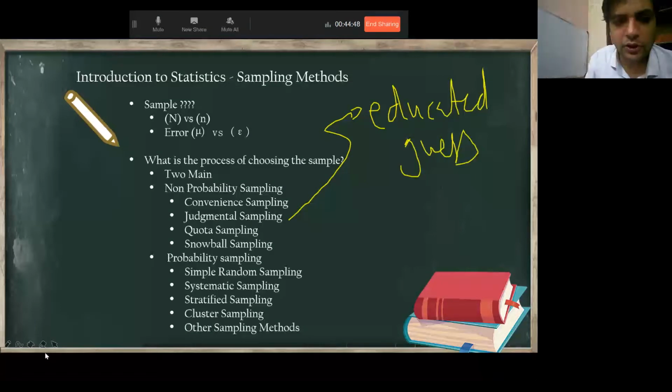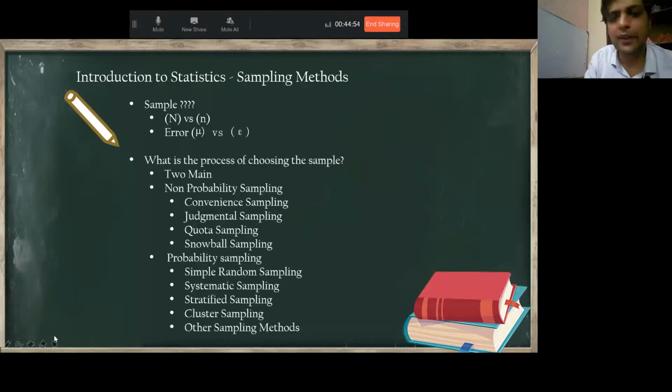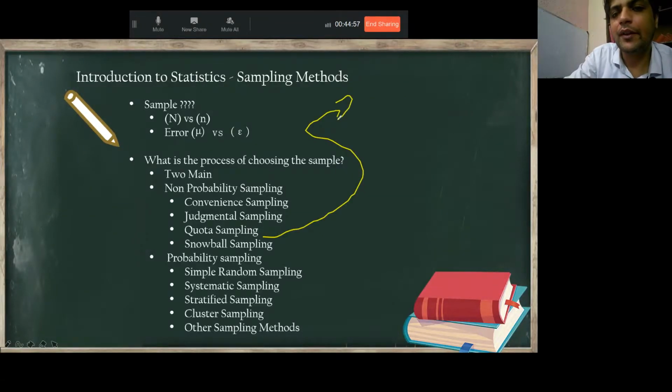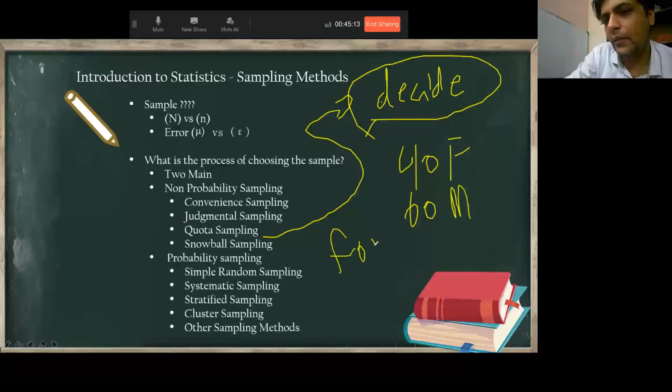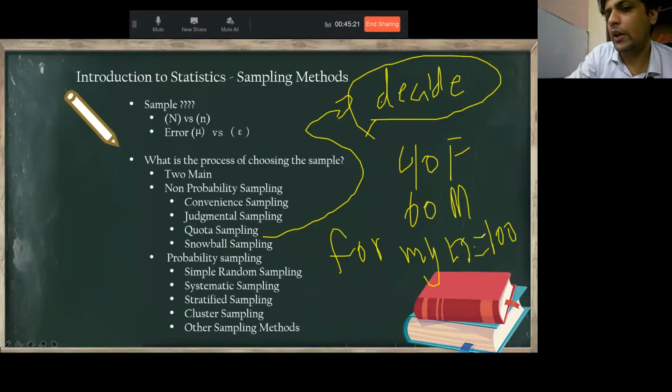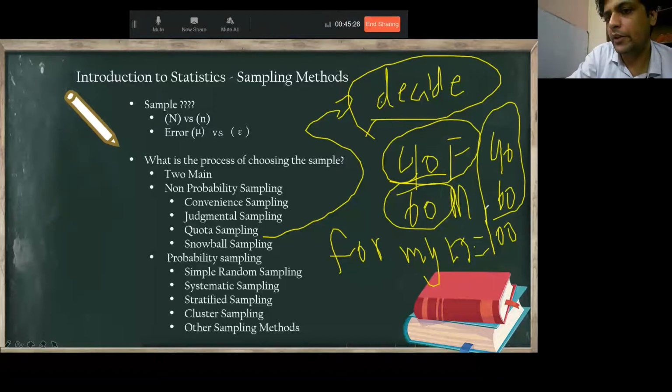Now, next is quota sampling. What is quota sampling? That's interesting. Quota is when you put a certain limit on certain things. Quota sampling is when you pre-decide. When you decide beforehand that I'm going to take 40 females and 60 males for my sample of 100, it means I'm assigning the quota 40 to 60%. When I do this, it's quota sampling.